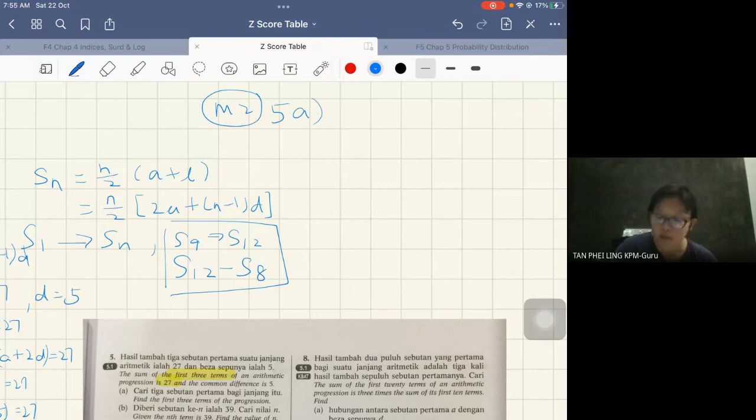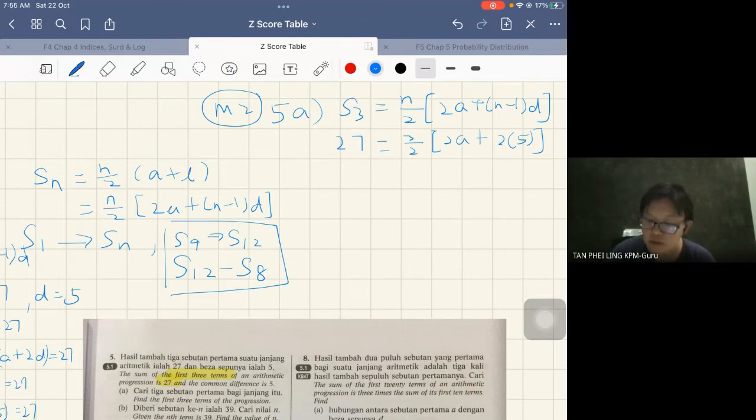Method 2, whereby I use my S3 equals n over 2 bracket 2a plus (n minus 1)d. This one is given as 27, right? Then your n over 2, which you know is 3 over 2, and then your 2a you don't know, plus n minus 1, which is 2, times d, which is 5. So this one is 5 times 2.